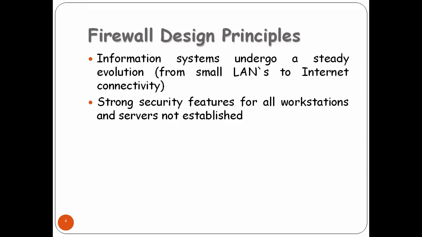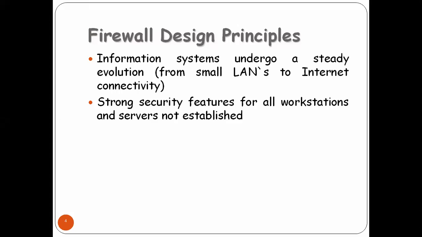Firewall design principles. Information systems undergo a steady evolution from a small LAN to internet connectivity. A small LAN simply means how we connect your system to another system via a LAN gate. There also we transfer data from one system to another, but it is also part of the network. Once your system is connected with the internet, there is a worldwide network, which is also known as the large one. Whatever you access through the internet, that is the move from small LANs to internet connectivity.